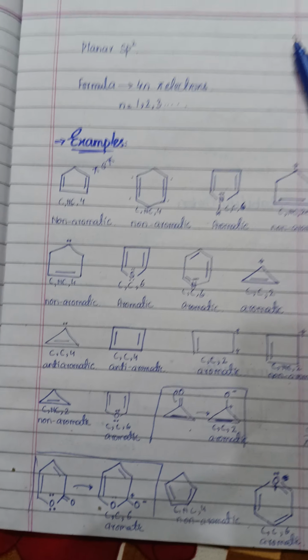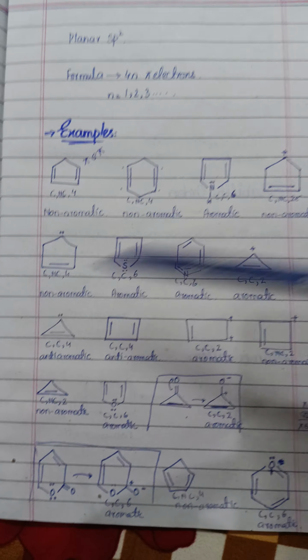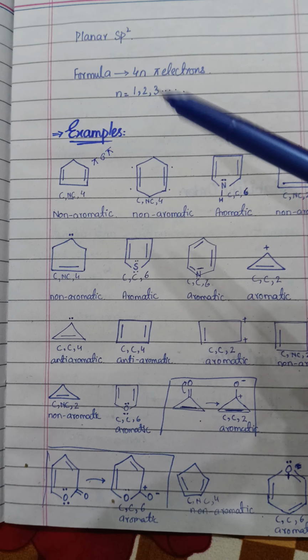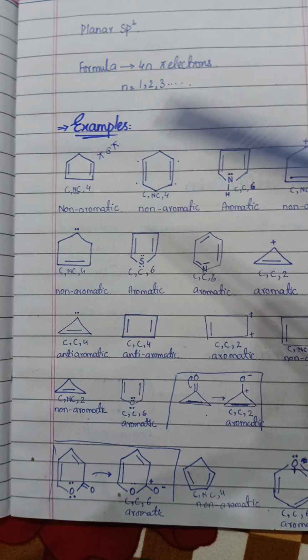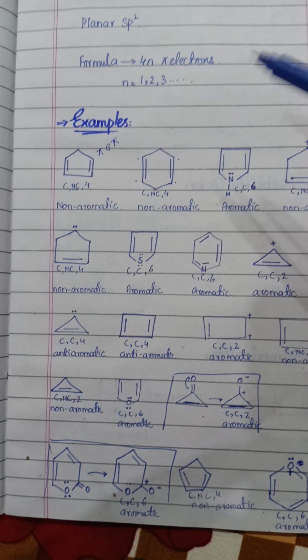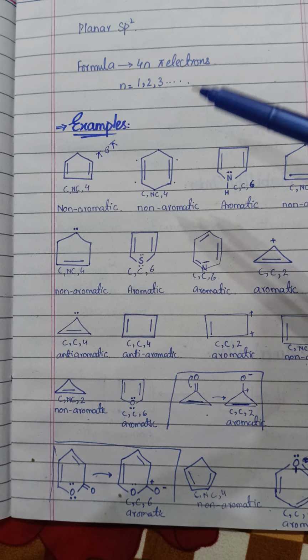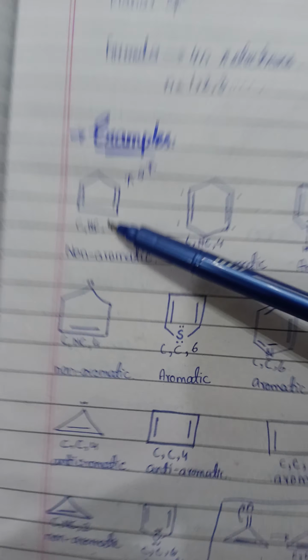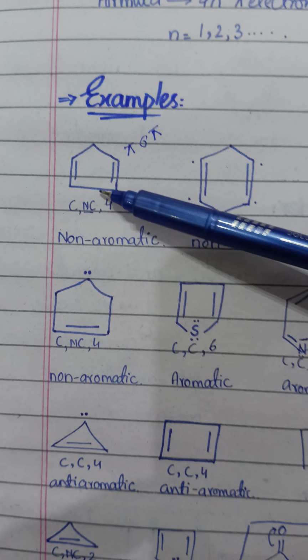Now we have some examples. First of all, these structures are given to you, and then they ask how you could identify whether this molecule is aromatic or non-aromatic. How would you tackle it? By using Huckel's rule. First of all, we apply Huckel's rule on structure number 1.